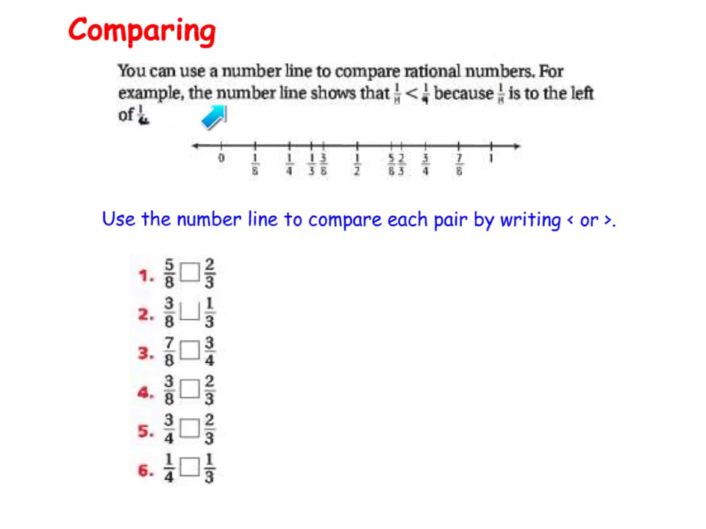For example, the number line shows that 1/8 is less than 1/4 because 1/8 is to the left of 1/4. If you look here, we can see on our number line that we have 1/8 right here and 1/4 right here. So that's what that's talking about. Because the 1/8 is to the left, these are smaller numbers. As we go to the left of 0, they get smaller and smaller and smaller.